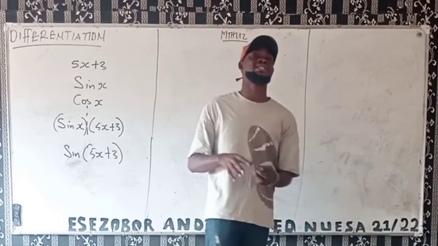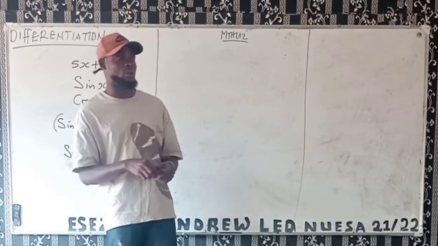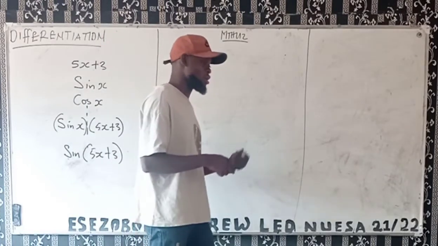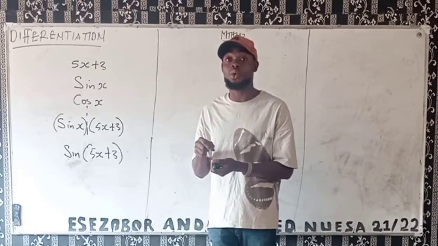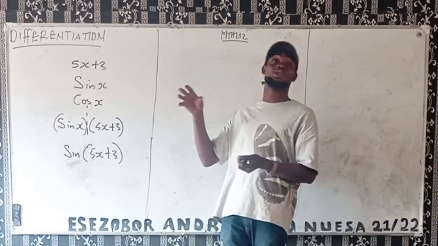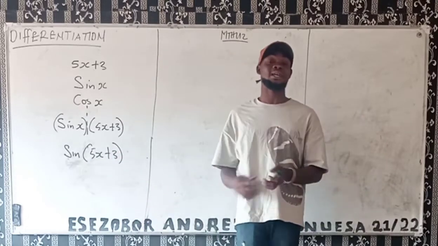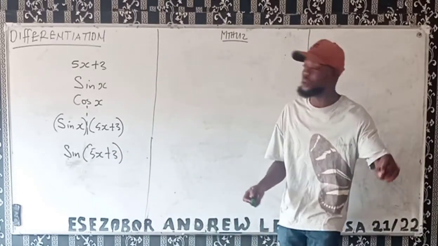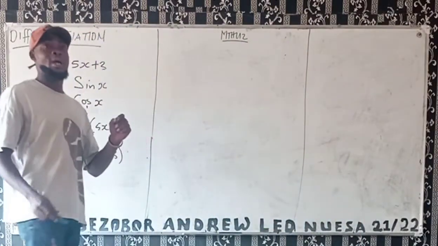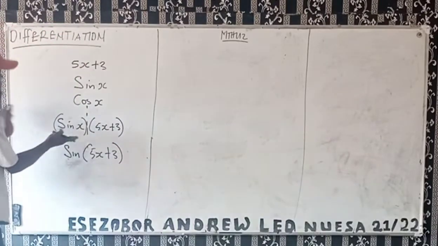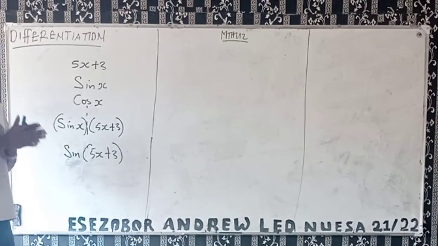Now, if you want to differentiate all these functions, we have what we call standard differentiation techniques that we follow. First, we have the chain rule. The chain rule is used if you want to differentiate a function of a function, a composite function. Then we have the product rule. The product rule is used if you want to differentiate a product function like this: when we have two functions multiplying each other, we use the product rule.